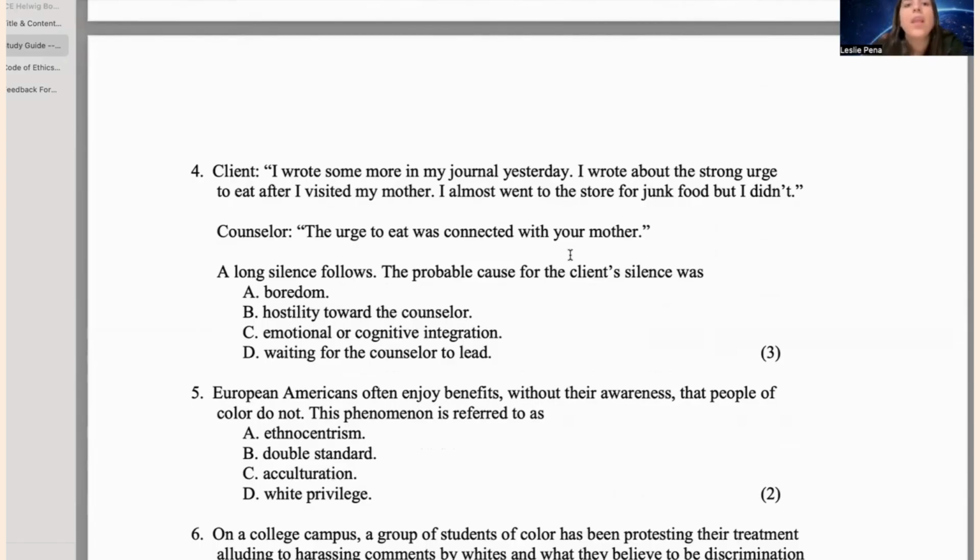Number 4. I wrote some more in my journal yesterday. This is the client speaking. I wrote about the strong urge to eat after I visited my mother. I almost went to the store for junk food, but I didn't. Counselor, the urge to eat was connected with your mother. A long silence follows. The probable cause for this client's silence was what?